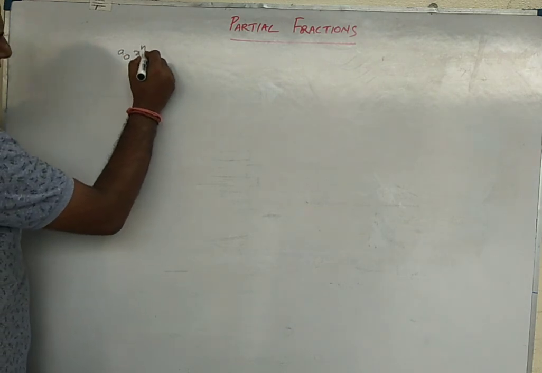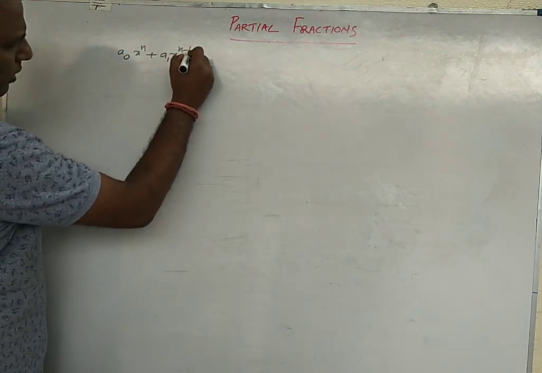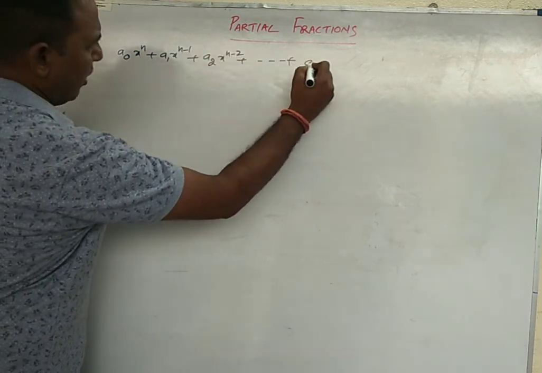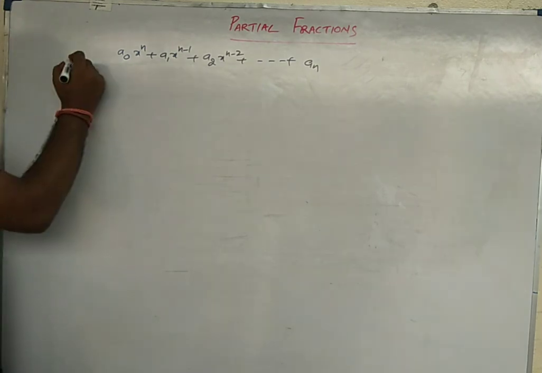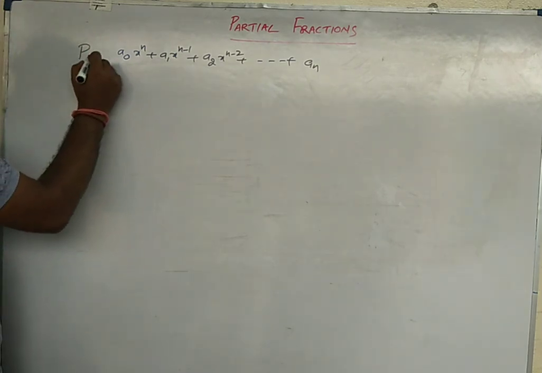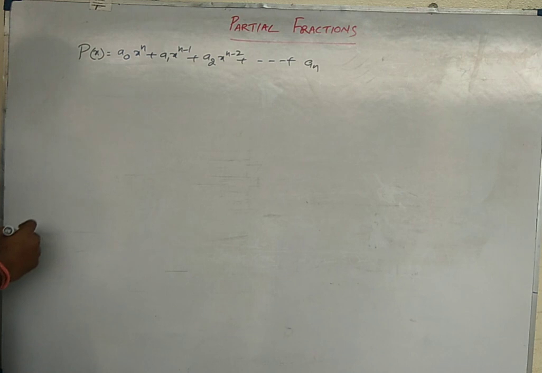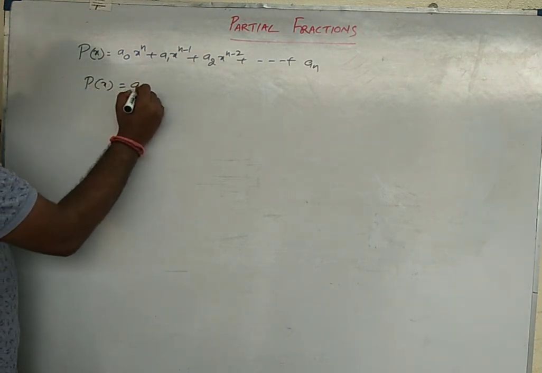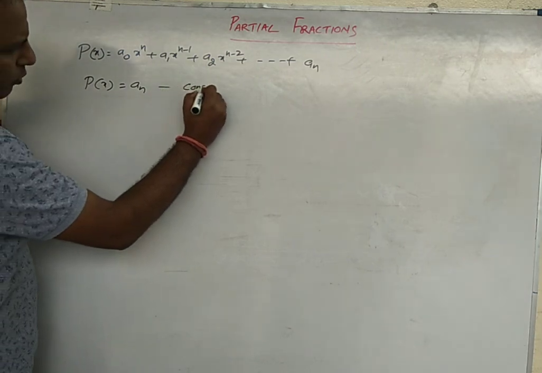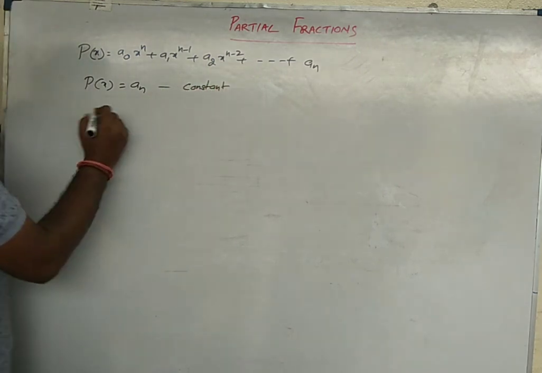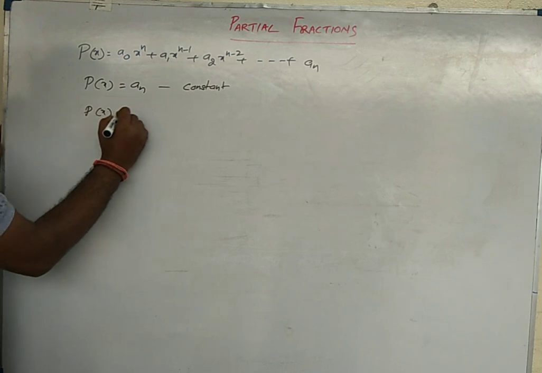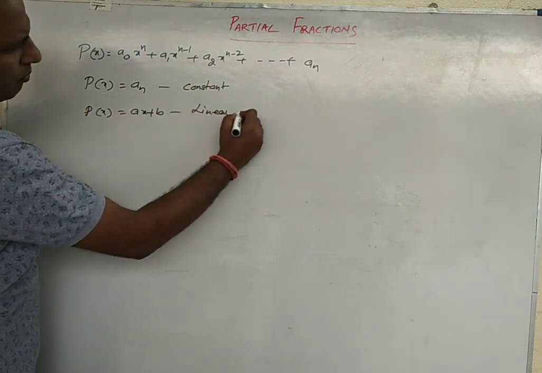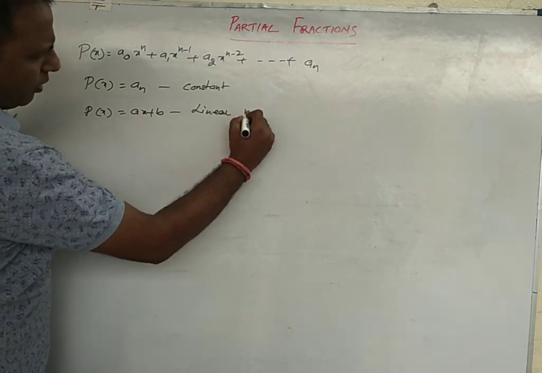a0 x to the power of n plus a1 x to the power of n minus 1 plus a2 x to the power of n minus 2 plus so on, an, is a polynomial in x. Generally it is denoted by p of x. If p of x is equal to a constant, we call it a constant polynomial. And if p of x is equal to ax plus b, we call it a linear expression or polynomial.